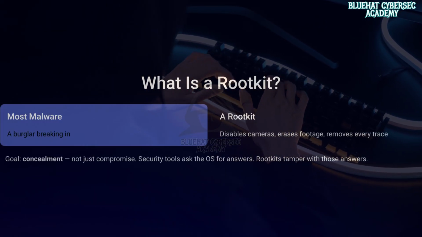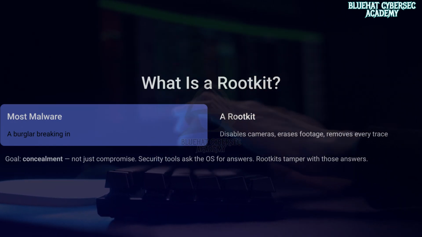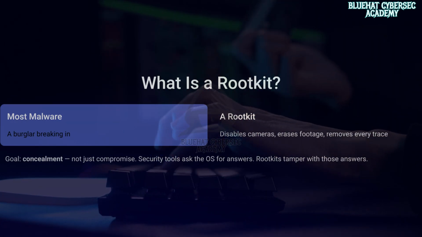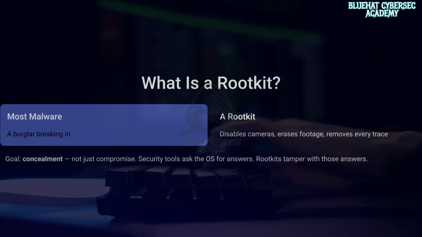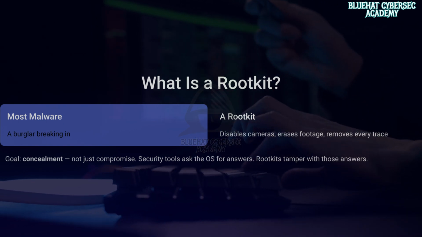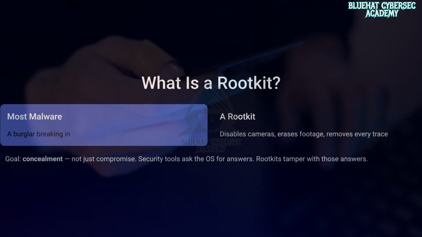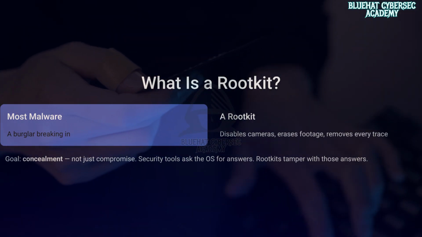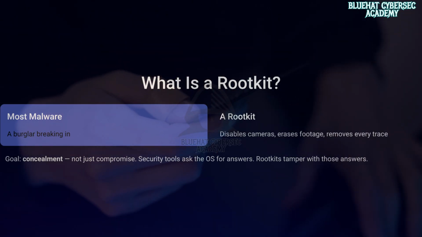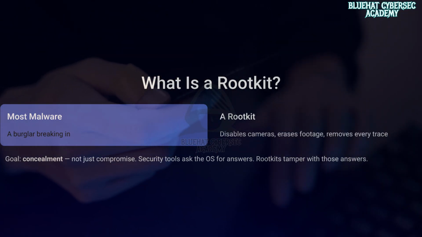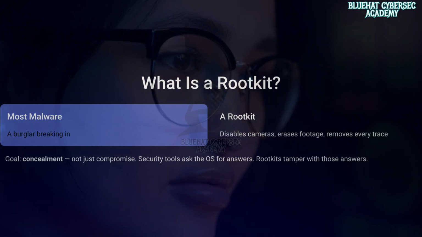Let's start with the fundamental question: what exactly is a rootkit? A rootkit is a collection of malicious tools or code designed to hide the presence of malware, attackers, or unauthorized activity on a system. Think of it this way: most malware is a burglar breaking into a house. A rootkit is the burglar who also disables the cameras, erases the footage, and removes every sign of the break-in. The goal isn't just compromise. The goal is concealment. And that brings us to one of the most important concepts in understanding rootkits: trust.